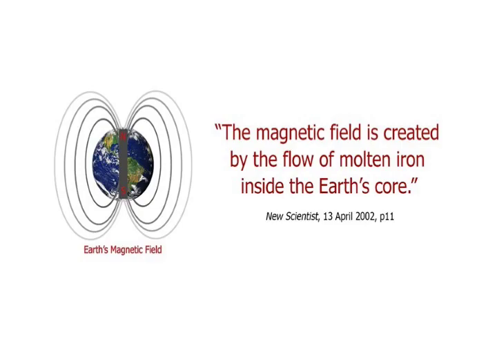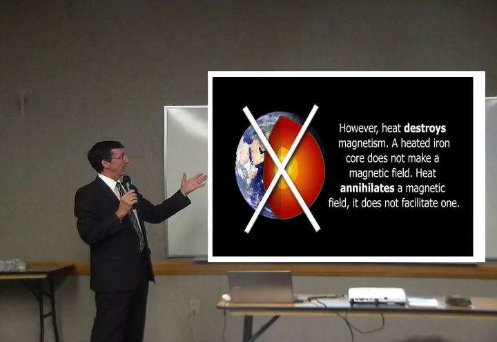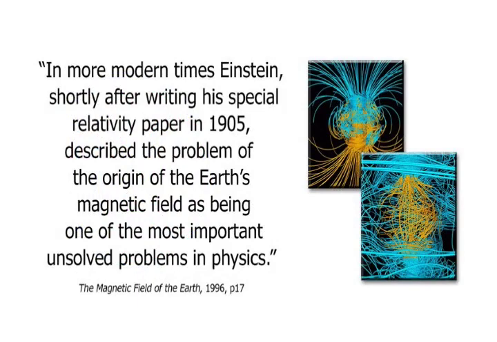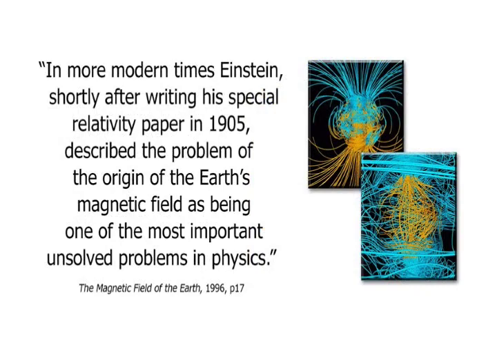But we already mentioned that heat would destroy that. Heat destroys magnetism. A heated iron core does not make a magnetic field. Heat annihilates a magnetic field and does not facilitate one. And in more modern times, Einstein, shortly after writing his special relativity papers in 1905, described the problem of the origin of the Earth's magnetic field as being one of the most important unsolved problems of physics. And you could see, based on those lines where they're measuring it, that it's kind of all over the place.